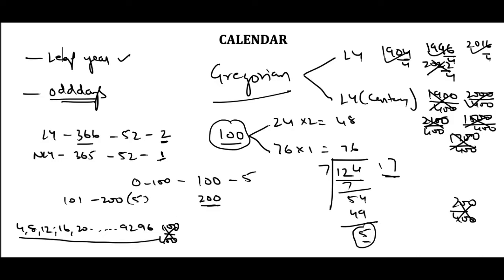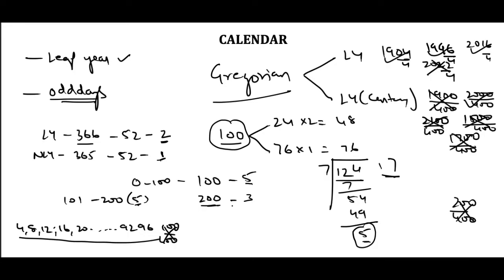But if we talk about the first 200 years, we have 5 in the first and 5 in the second, that makes 10 odd days. 10 odd days, we can have 1 week, that means the remaining 3 odd days. So if we count it like this, the first 100 years will be 5 odd days, but the first 200 years will be 3 odd days.